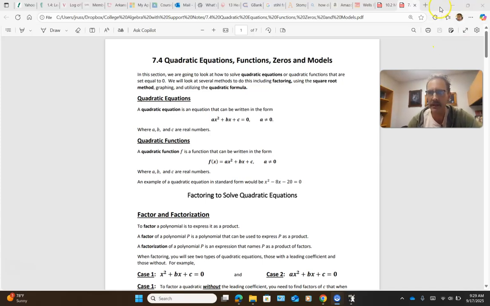Alright, welcome back guys. We're going to be covering section 7.4 as you can see, and we'll spend a bit of time in this section guys. It's quite important. There is a support section for it, and the support homework is really just like the 7.4 homework.